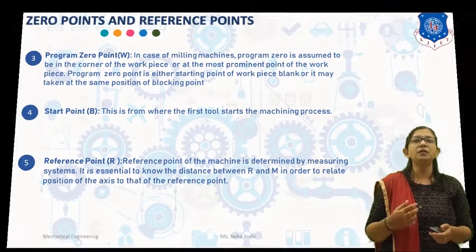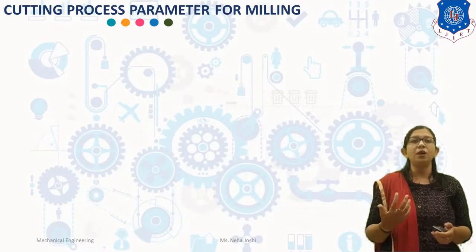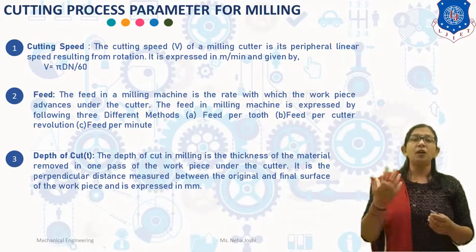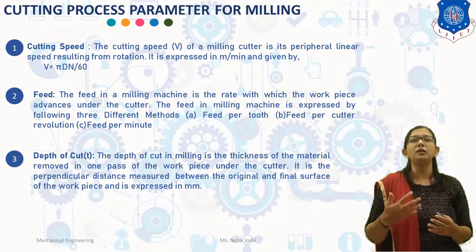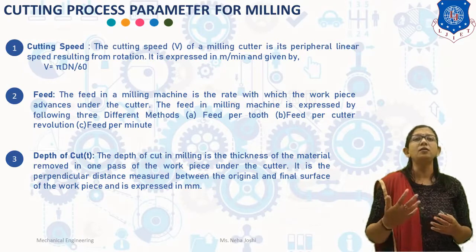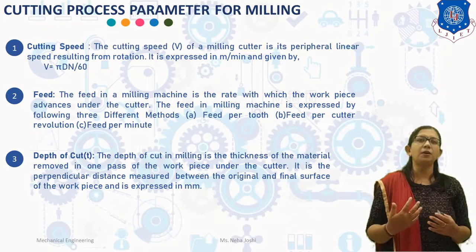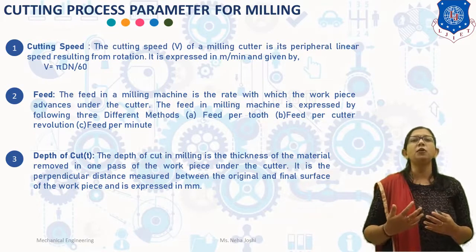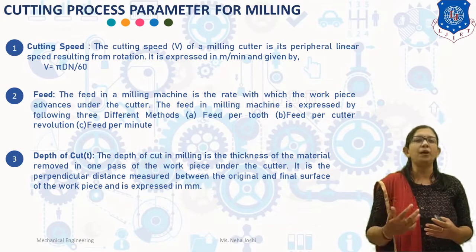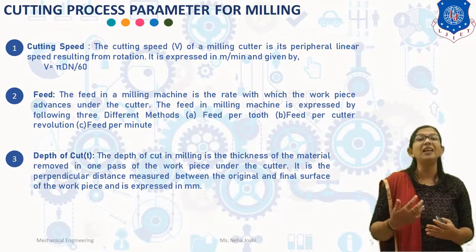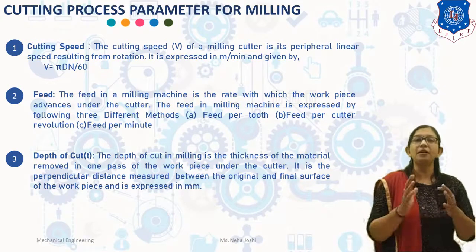Now we will discuss the different cutting process parameters for CNC milling. The first one is cutting speed. Now what is cutting speed? The cutting speed of a milling cutter is its peripheral linear speed resulting from rotation. It is expressed in meters per minute and given by the equation V = πdn/60, where d is the diameter of the milling cutter in mm and n is the spindle speed or milling cutter speed in rpm.